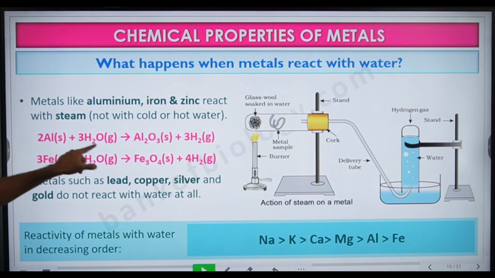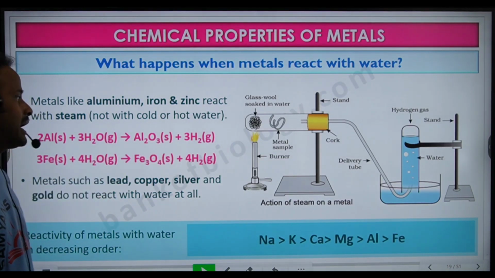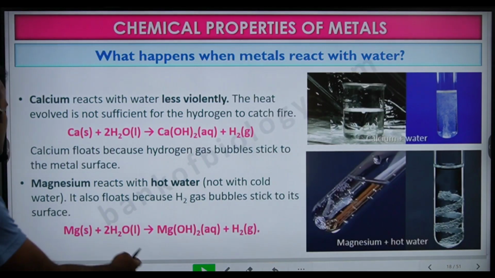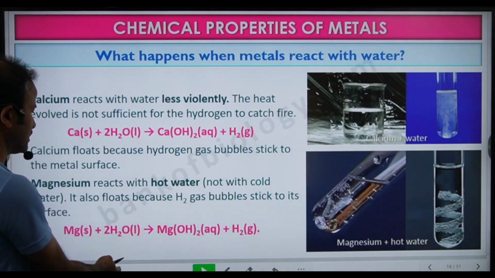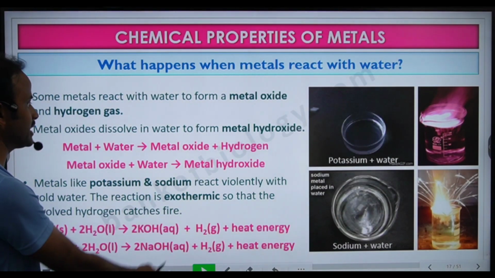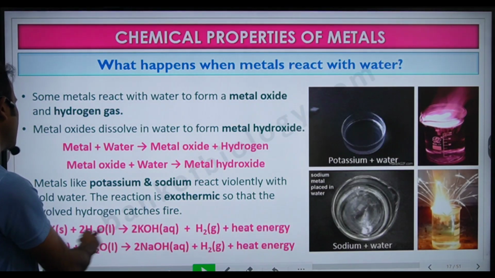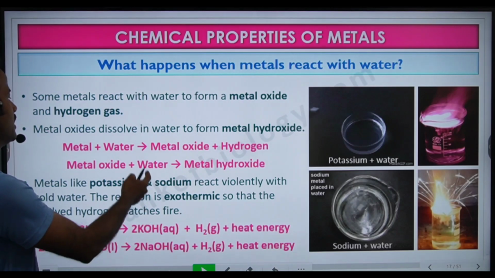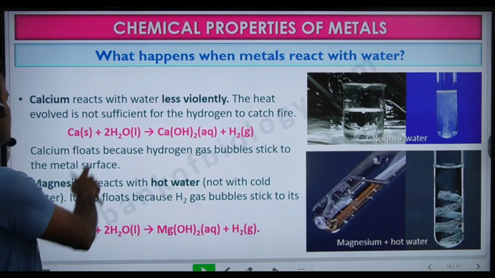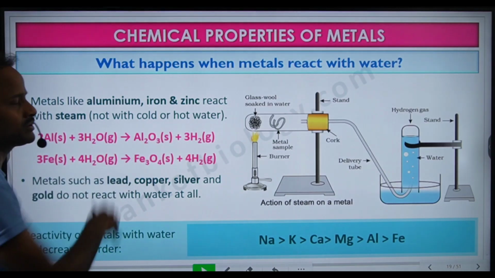When aluminium reacts with water, it forms aluminium oxide and liberates hydrogen gas. Whereas when magnesium, calcium, sodium, and potassium react with water, they form the corresponding hydroxide. In the case of sodium we get sodium hydroxide, potassium forms potassium hydroxide, calcium forms calcium hydroxide, and magnesium forms magnesium hydroxide, but aluminium is not forming the hydroxide.